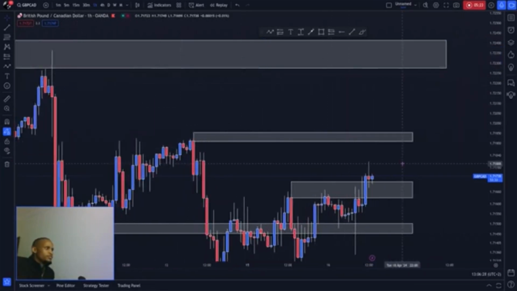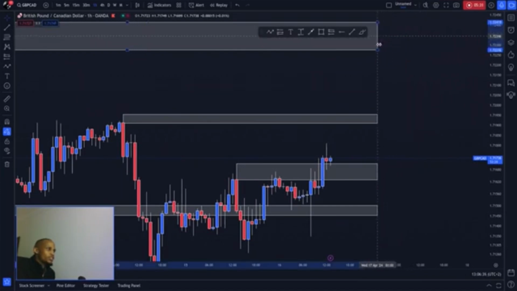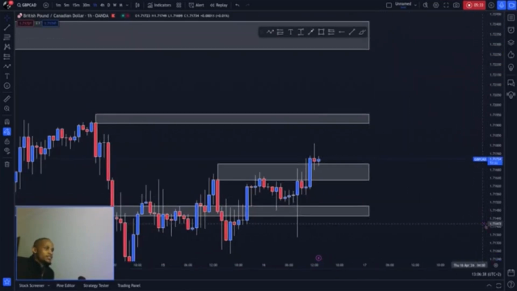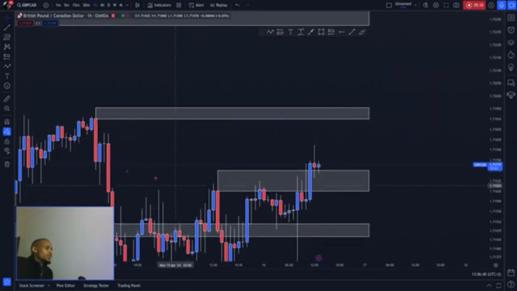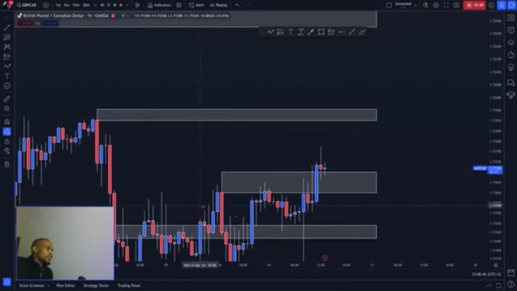you guys. All right, so let's now solely focus on the structure right here, right? Structure, structure, structure, structure, somewhere right here. Right. Now let's look at what price is doing. This looks so much better. Let's not even lie.